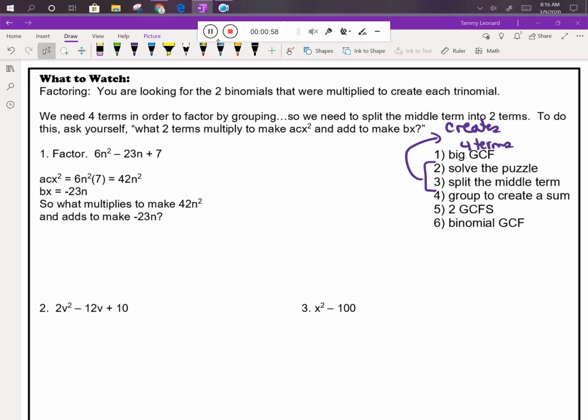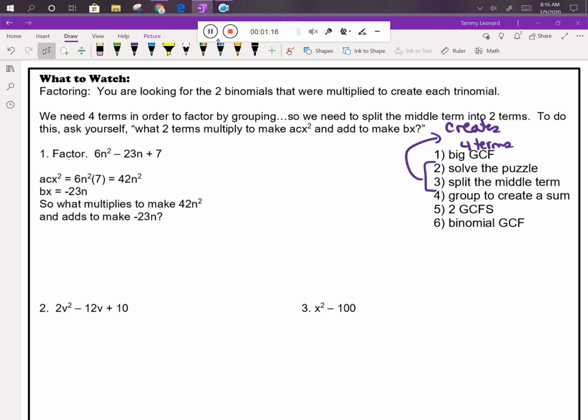So here's where solve the puzzle comes in. You know those puzzles that we've been doing in class where we ask ourselves what multiplies to make this and adds to make that? Well, we've been getting ourselves ready for this point. So the question is, what are we doing the puzzle on? Because before it was just random numbers, and now there's actually a purpose.